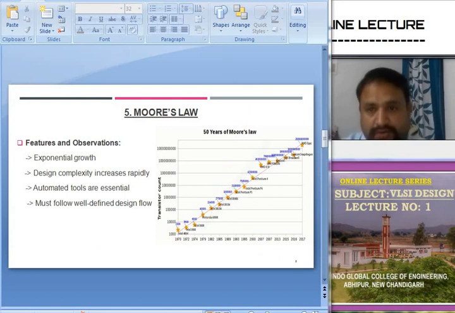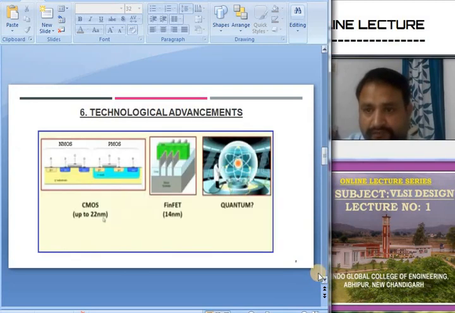So using this model, Moore's law, exponential growth and complexity are the parameters which are the outcome of today's technologies, and for that automated tools are essential which must be well defined. So there is a need to design various technologies which help in fabricating.